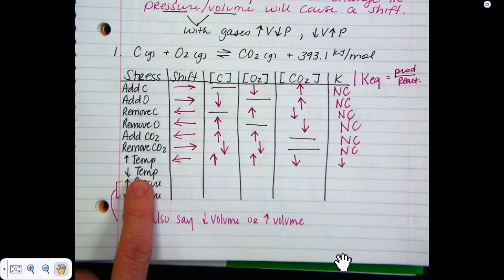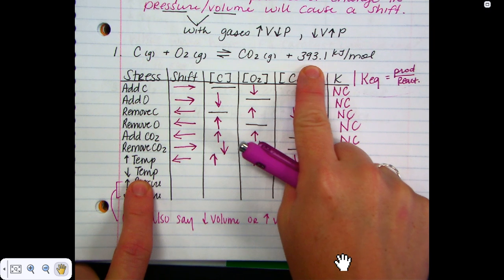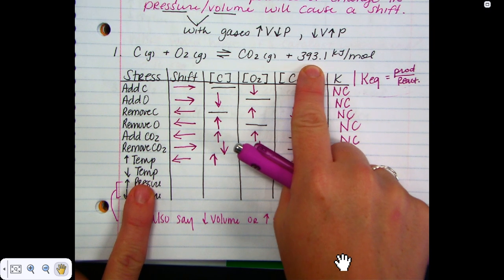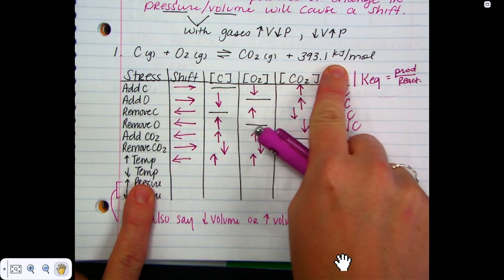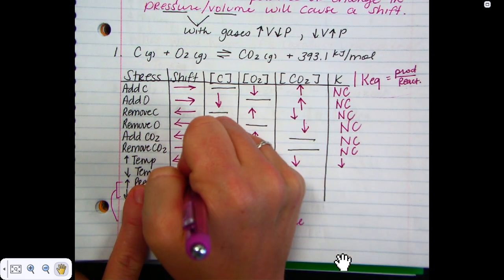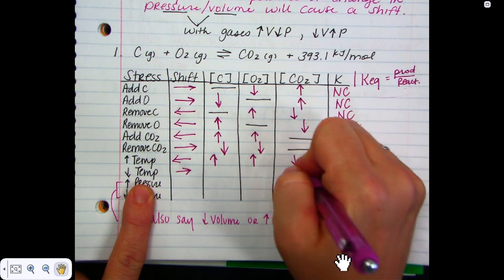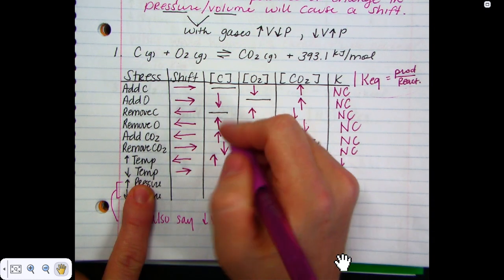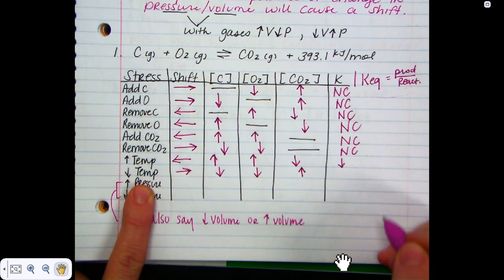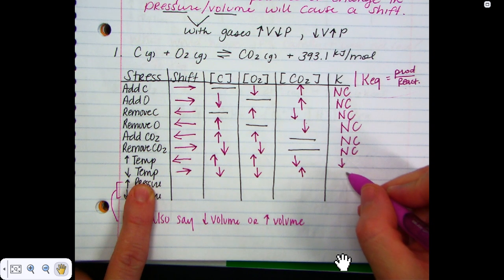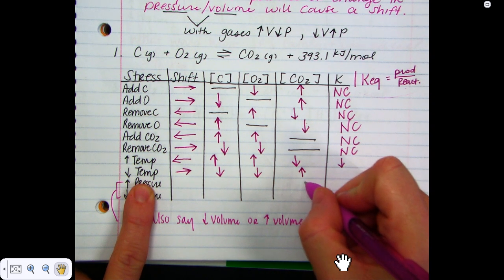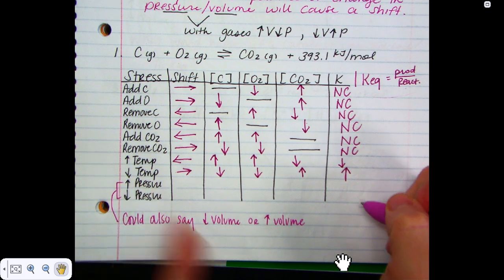All right, temperature. So if the temperature goes down, it's like I removed some heat. How do I replace it? I shift in the direction to make more heat. So I'm going to shift to the right. The CO2, because it's also on the right, is going to go up, and the C and the O are going to go down because I'm using them to make CO2. What happens to K? What happened to my products? My products go up, K goes up.